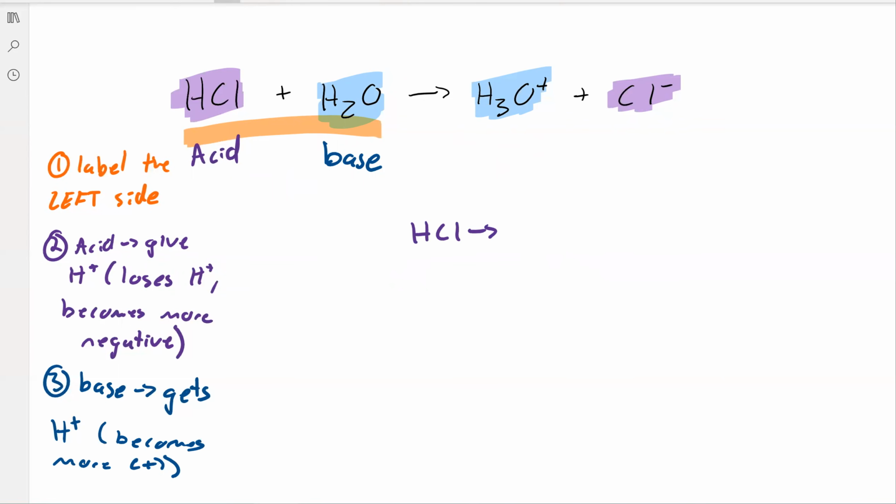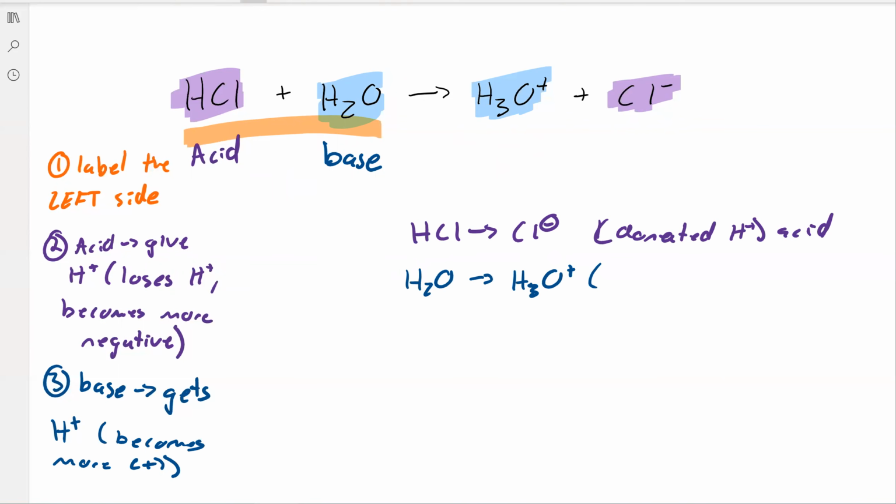Right, so again, HCl to Cl minus, right? It lost or donated the H plus. So that's an acid. And then the water went from being H2O to H3O plus. It accepted that H plus. And then later on, we're going to call this blue part the conjugate acid, and this purple part the conjugate base. We'll go into deeper detail in the next video, but just a little preview there.